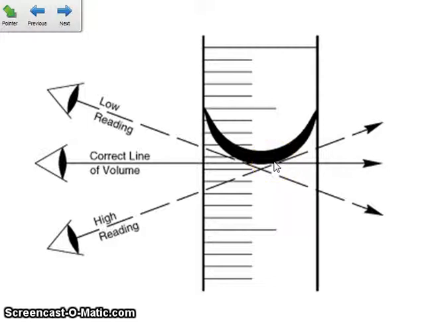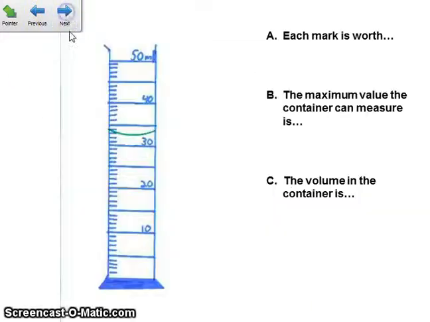So you leave your graduated cylinder sitting on the lab table, and you just bend yourself down and take a look straight across, and you'll get a very accurate measurement that way. So let's practice reading these then. Here's a graduated cylinder.